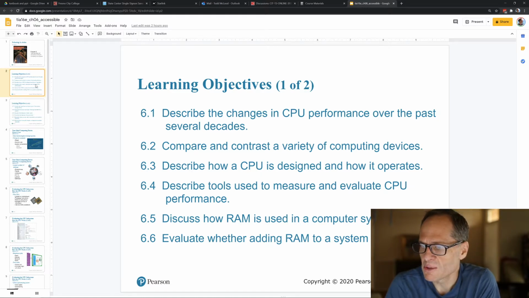We're going to describe tools used to measure and evaluate CPU performance. And so that's like gigahertz, right? How many cycles, how many things does a CPU do in a second? And discuss how RAM is used in a computer system. We've already looked at that, but we'll look at it again. Evaluate whether adding RAM to a system is desirable.